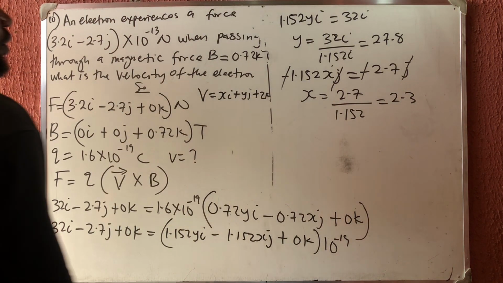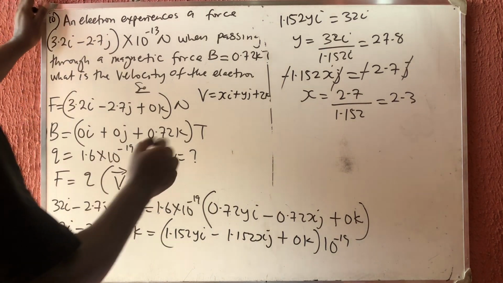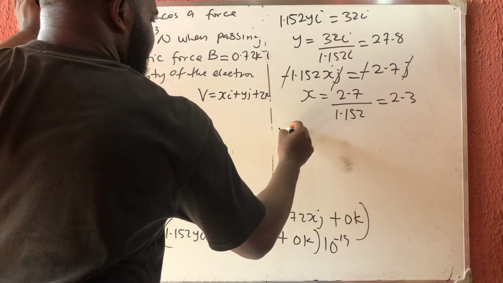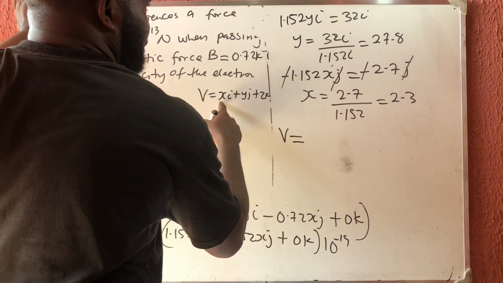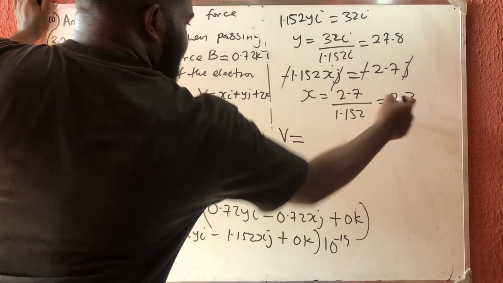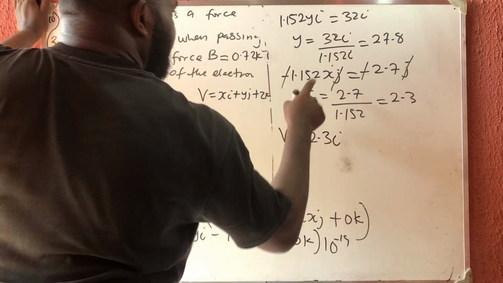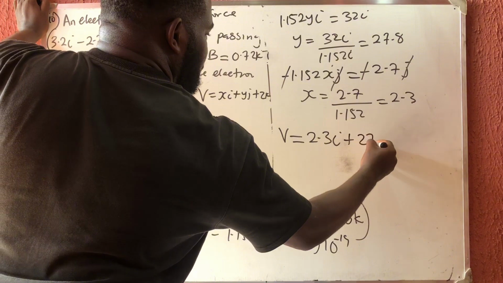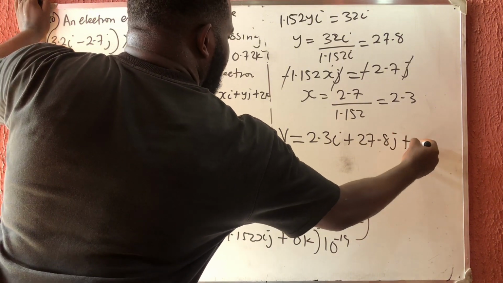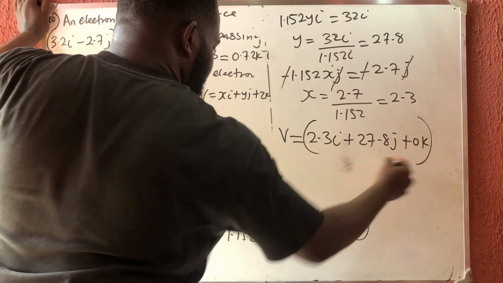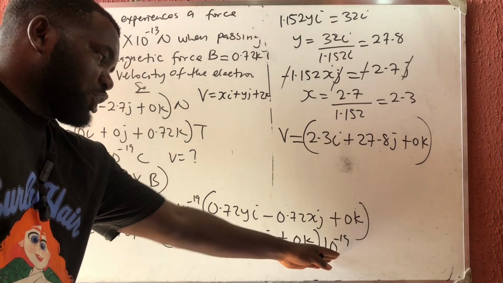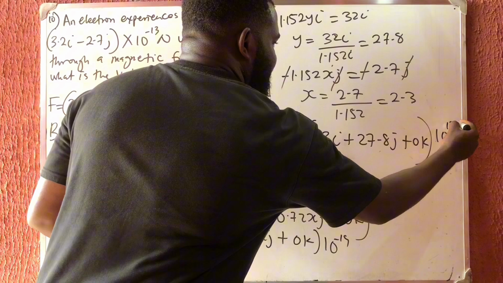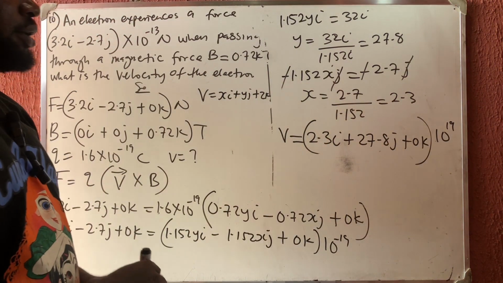Okay, so now you see that 0 is equal to 0 here, so therefore my v is now equal to what? My x is 2.3i. My y is plus 27.8j, then plus 0k. Then everybody should be raised to power. Don't forget this 10 raised to power that's supposed to multiply this. So if it is moving to the other side, it will be 10 raised to power 19, not minus 19 again. So that is that.